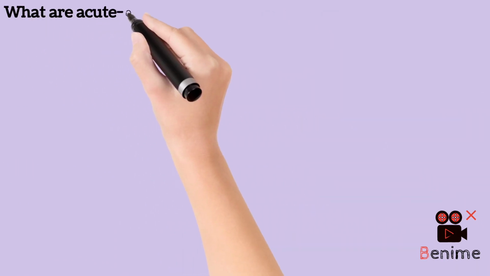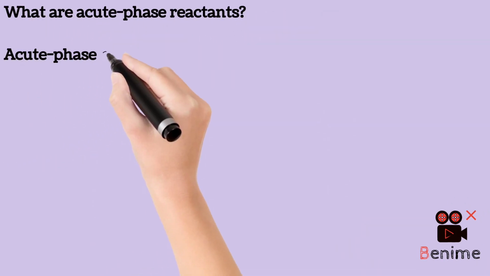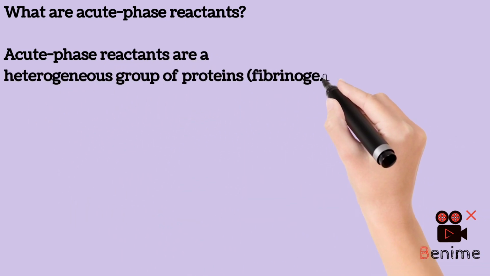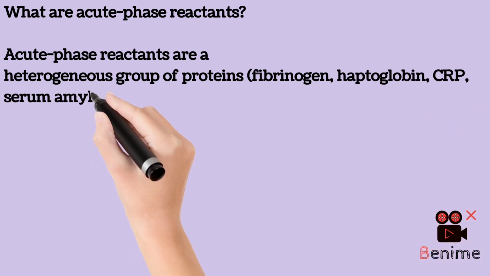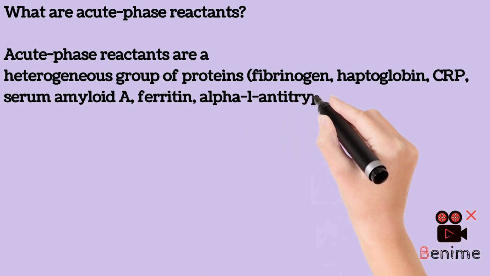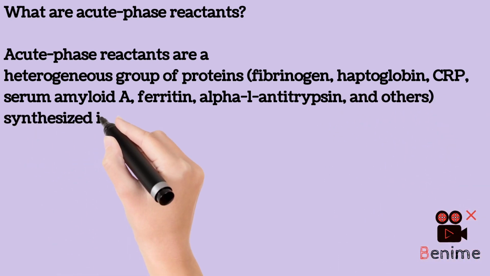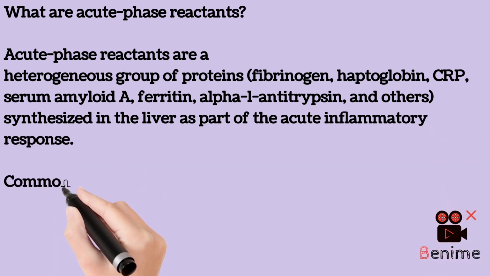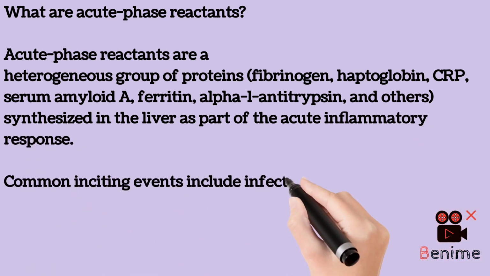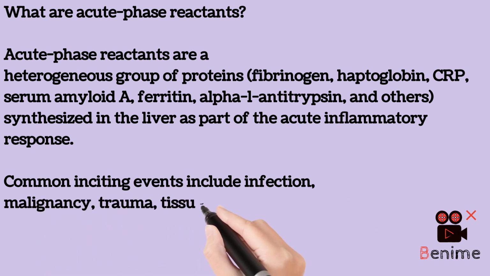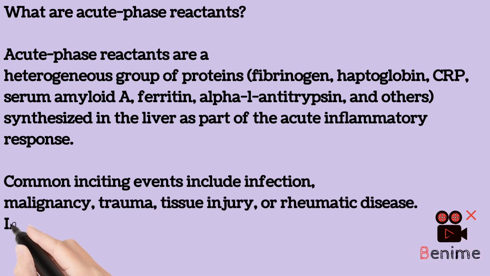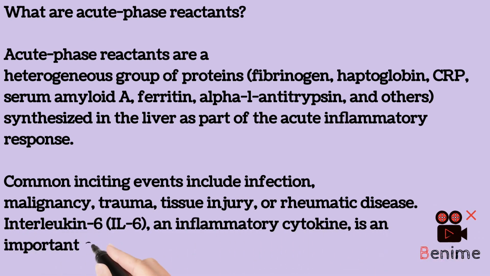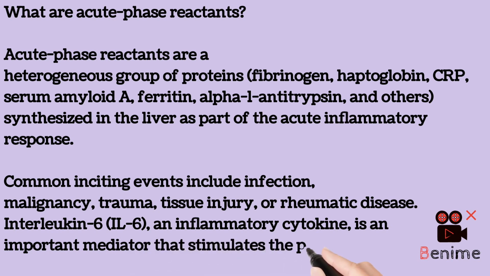What are acute phase reactants? Acute phase reactants are a heterogeneous group of proteins, fibrinogen, haptoglobin, CRP, serum amyloid A, ferritin, alpha-1 antitrypsin, and others, synthesized in the liver as part of the acute inflammatory response. Common inciting events include infection, malignancy, trauma, tissue injury, or rheumatic disease. Interleukin-6, IL-6, an inflammatory cytokine, is an important mediator that stimulates the production of acute phase reactants.